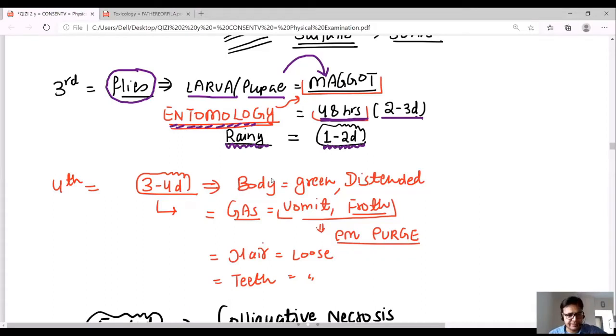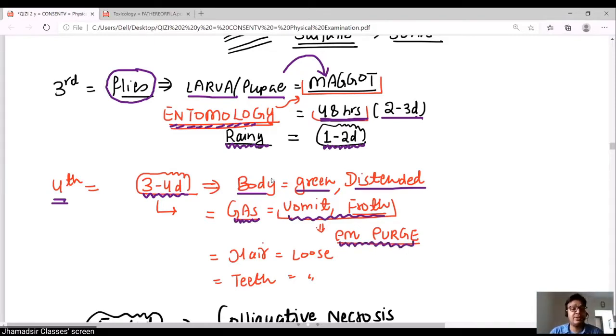Now, fourth change. Sir, after 3 to 4 days, the whole body is green and distended. Don't write down the notes. Just revise the notes with me. Keep speaking along with me, and write what I ask. Body becomes green and distended. And Dr. Saab, because the body has gas formation, vomiting and frothing comes out from your nose and mouth. This phenomenon is known as postmortem purge.